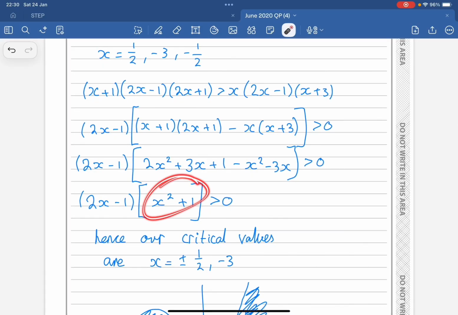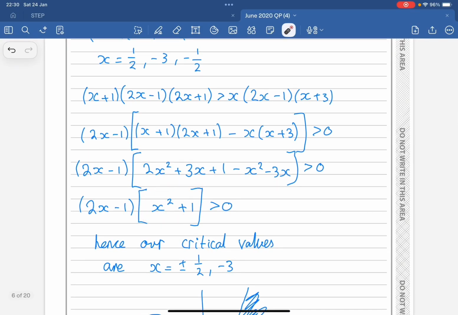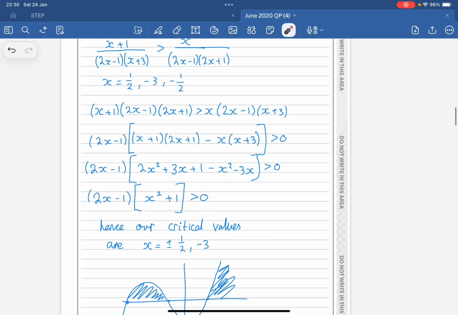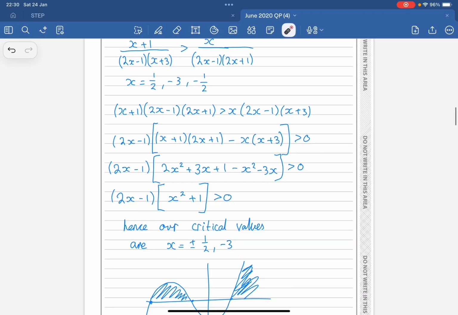But x squared plus 1 is greater than 0 for all x. So there's no critical value. We don't care about it, pretty much. So we only have these 3 critical values.